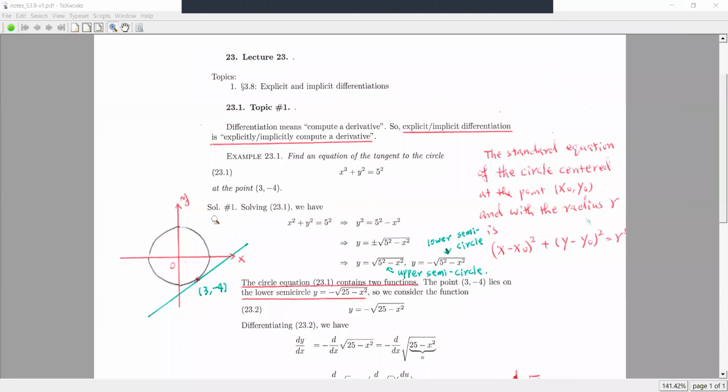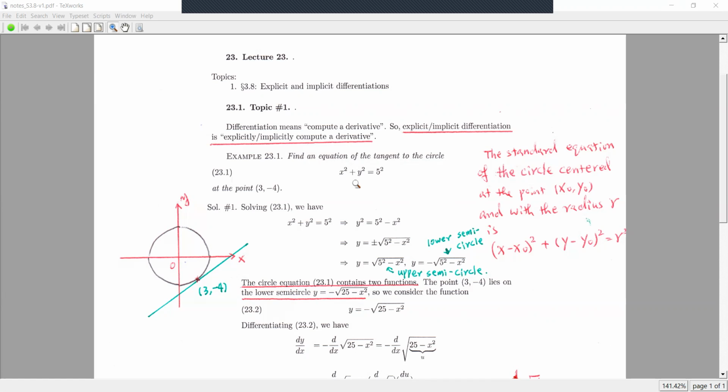Let me make a summary about this solution. To find the slope of a tangent line, we need to compute a derivative. To compute a derivative, we need to have a function. To have a function, we need to solve the given equation for the y variable because the y variable depends on x. Y is a function of x.